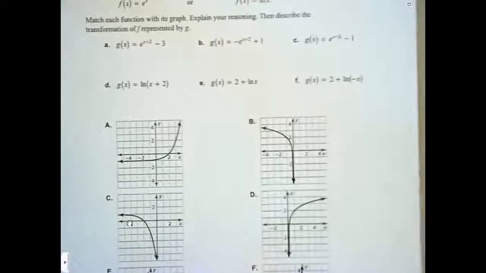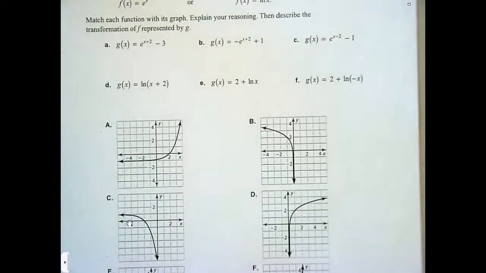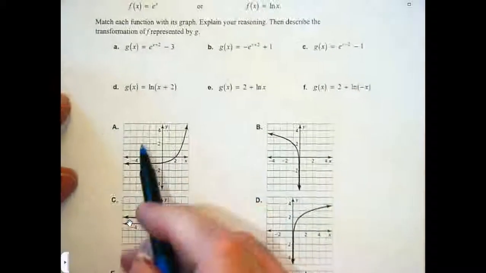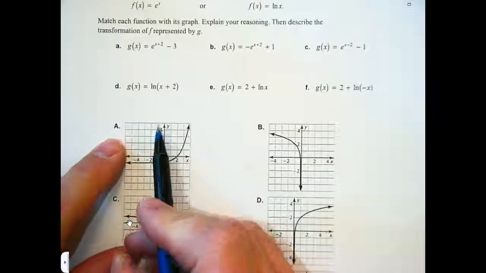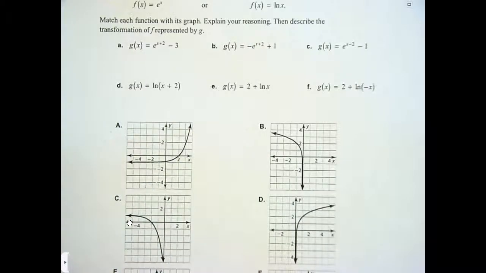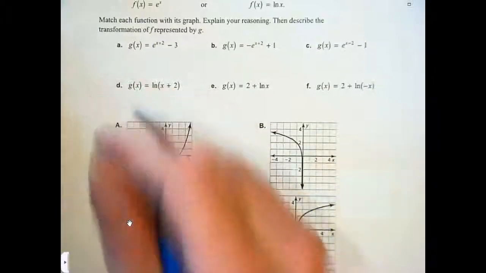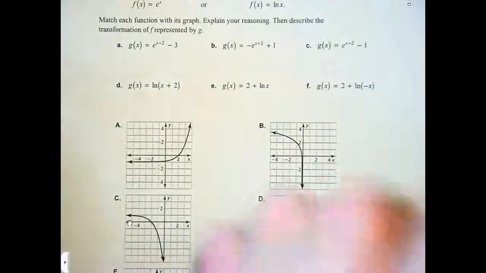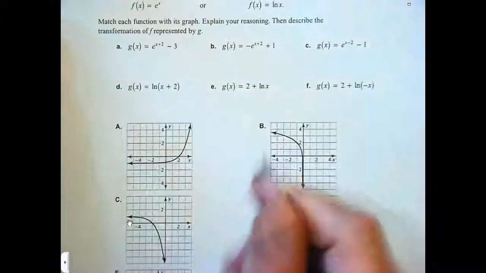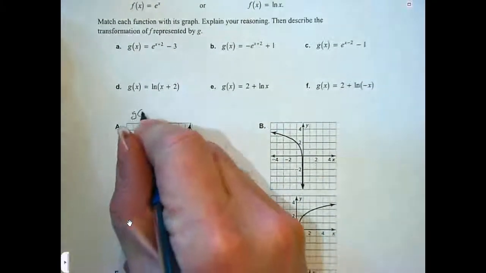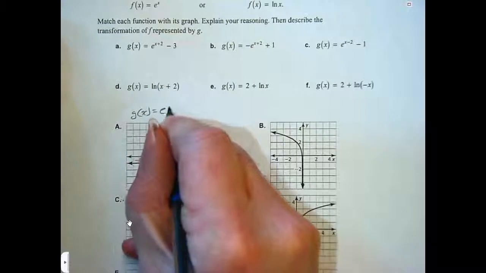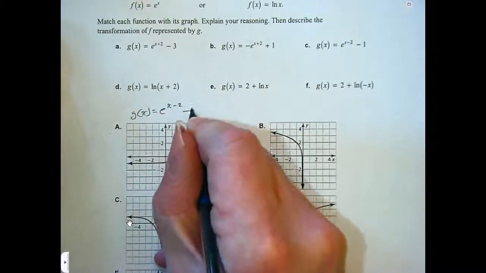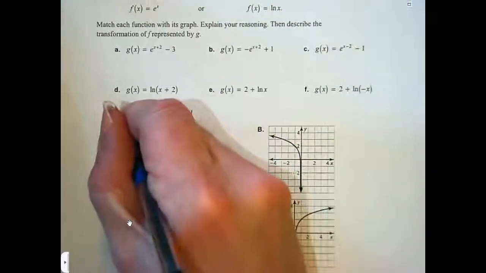So let's see what we've got here. Let's look at it based upon graphs. So graph A. What function goes with graph A? Function C. I'm going to use a pencil here just in case we make mistakes. So function C, so we'll write g of x is equal to e to the x minus 2, all minus 1. Okay, so we say it's function C.